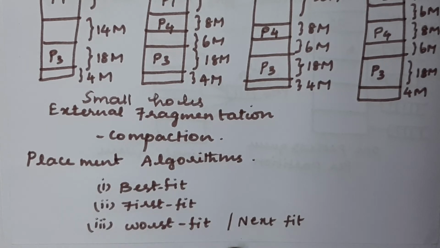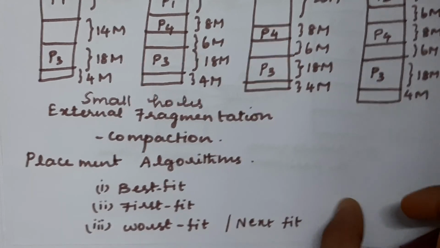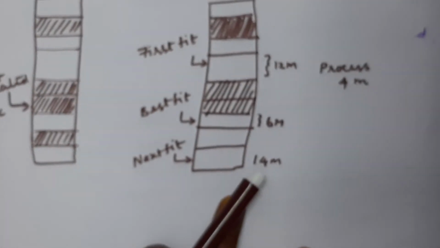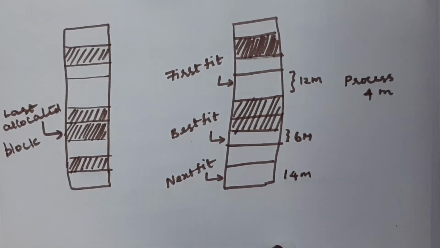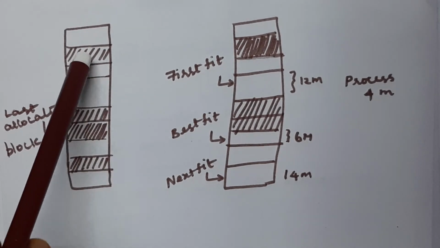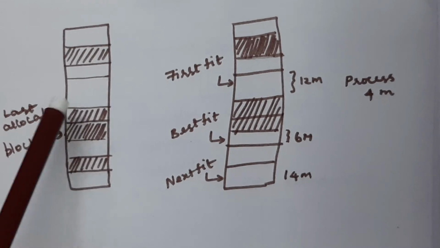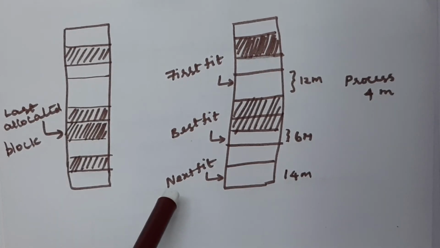So here, best fit, first fit, and next fit or worst fit. How we are going to insert the process into the memory according to these techniques, we will discuss now. If you look at this diagram, here we have the memory, which is divided dynamically, and some of the partitions have already been allocated. Now you want to insert a process into the memory.